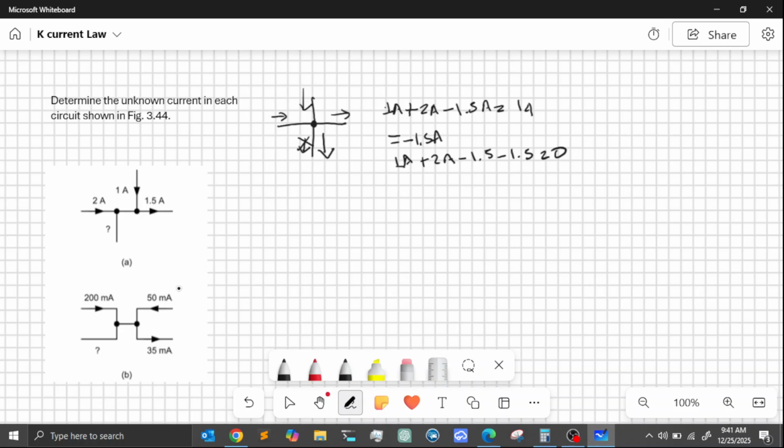All right, so let's do this one. This one can also be simplified. These two nodes here are basically the same node, so you can say that this is basically this one here. So you have one current coming in here, another one coming in here, and this one is leaving, and we need to calculate this one here.